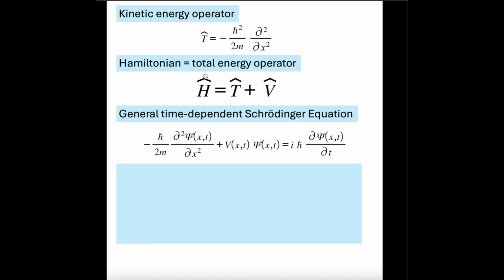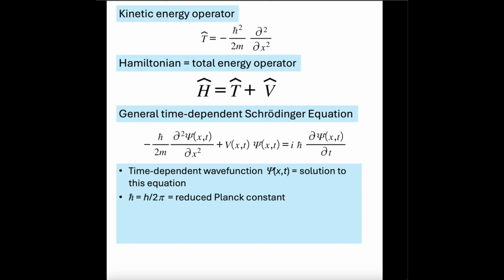And the potential energy operator is where all the interactions are, right? If we use that general form of the Hamiltonian, then we'll get a general form of the time-dependent Schrödinger equation shown here, with one term for the kinetic energy, another term for the potential energy. The sum of those two is equal to i h bar times the first derivative with respect to time. So this time-dependent wave function, capital psi of x and t, is the solution to the time-dependent Schrödinger equation.